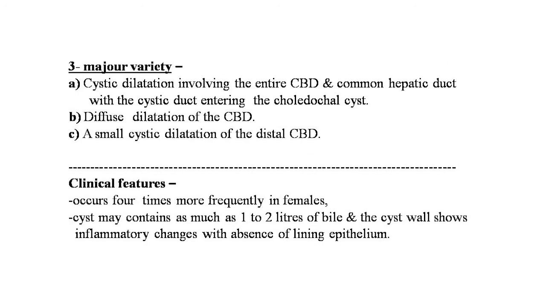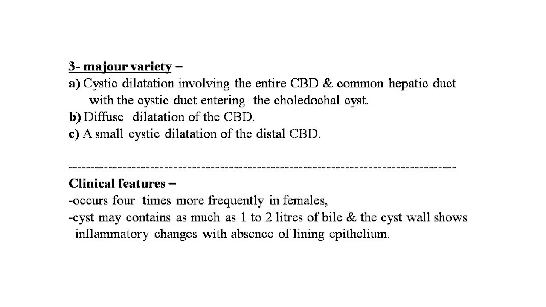The three major varieties: cystic dilatation involving the entire CBD and common hepatic duct while the cystic duct enters the choledochal cyst. Second is the diffuse dilatation of the CBD, and third a small cystic dilatation of the distal CBD. Clinical features: it occurs 4 times more frequently in females.